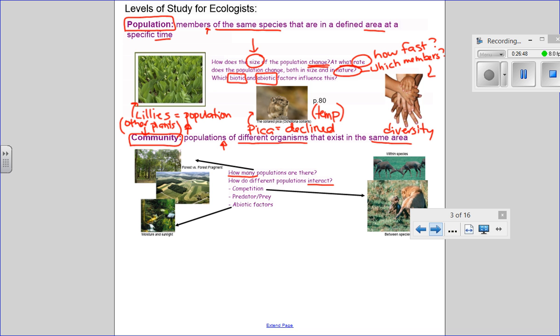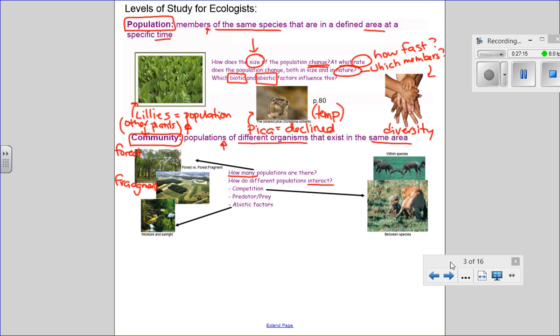For how many populations there are, I put an example here comparing a forest to a fragment. In a forest, you probably have a bunch of different populations mingling together. But in a fragment, where it's just a group of trees standing alone, you generally have a lower number of populations.